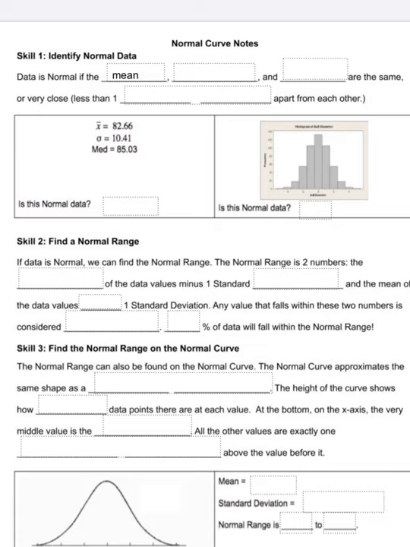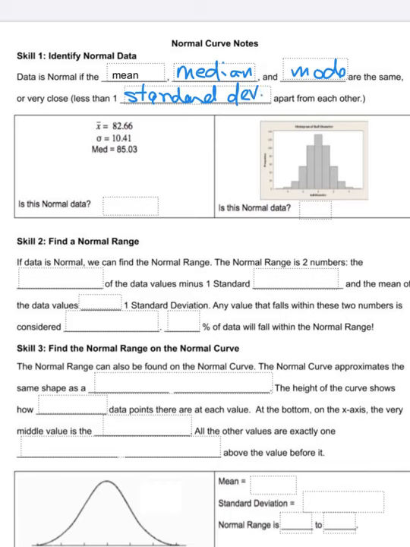That's fine. So we've been talking about normal data. So this is going to kind of tie it all together, hopefully. So if data is normal, that means our mean, our median, that's what goes in this box, and the mode are the same. And if they're not the exact same, they have to be very close. And we determined that very close meant less than 1 standard deviation apart from each other. I'm going to abbreviate that.